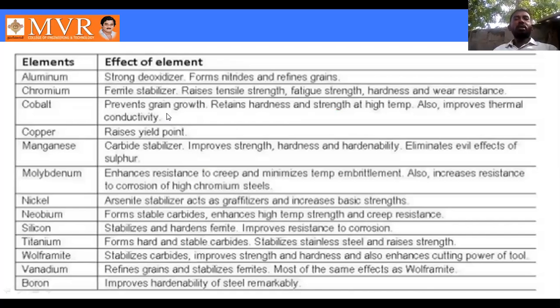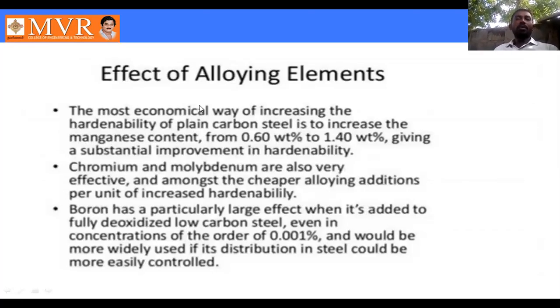Next is the effect of the elements. In alloy steels we use these types of elements, and these are the effects of these alloying elements.